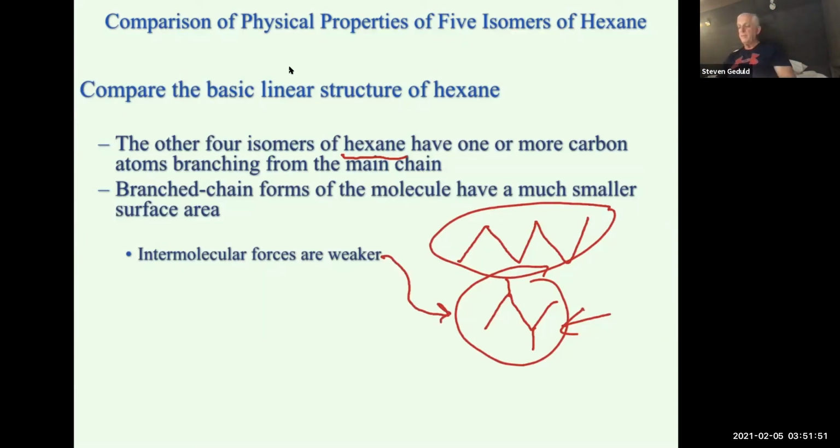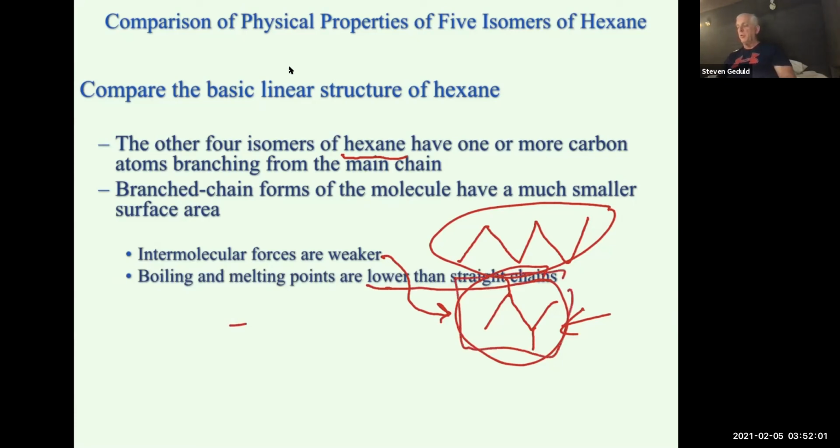Okay, so boiling points and melting points are lower than straight chains because the intermolecular forces are weaker. So this one here is going to have a lower boiling point than hexane here, even though it's the same number of carbons, same number of hydrogen atoms.